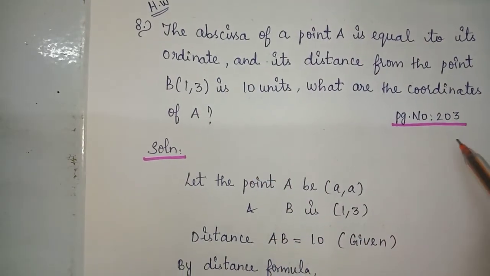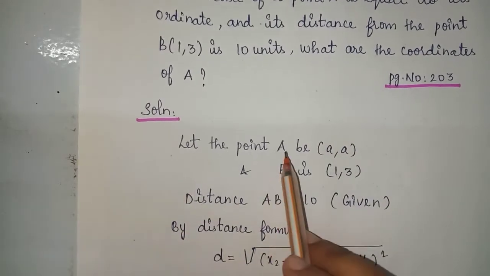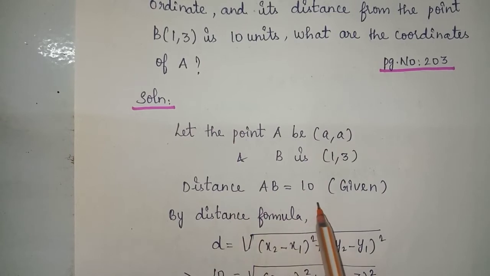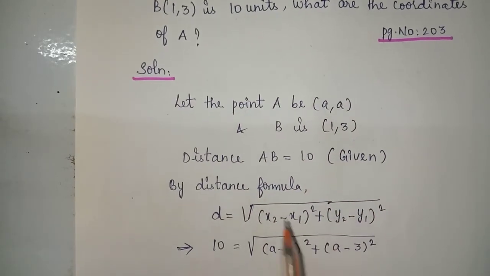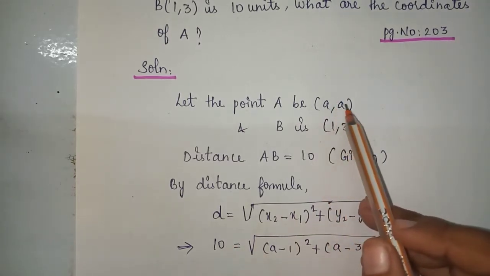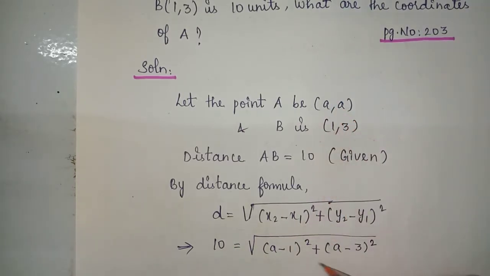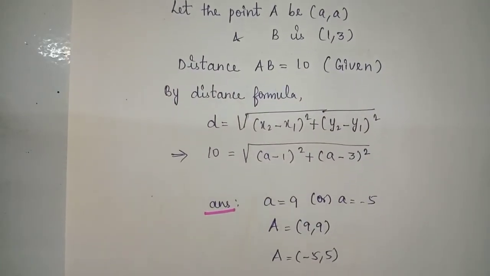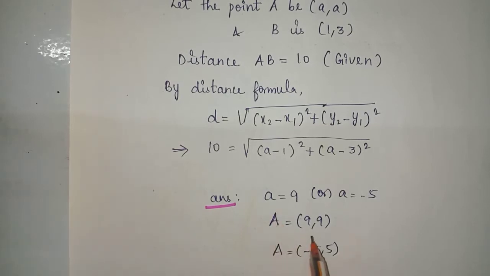The problem belongs to page number 203. So let the points be A(a, a) and B is (1, 3). Distance AB is equal to 10, given. By distance formula, d is equal to root of (x2 minus x1) the whole square plus (y2 minus y1) the whole square. Distance value is 10. So this will be your x1, y1 and x2, y2 value. You just apply it in the formula. You get the answer a is equal to 9 or minus 5. That is A coordinate is (9, 9) or A is (minus 5, minus 5).